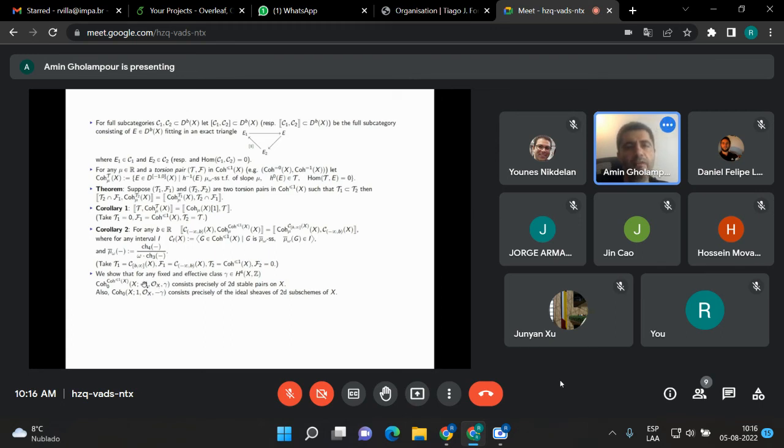And this is the rank, which is -1 as before, and the class gamma is fixed. So if we fix this data, then the objects in this are precisely the 2D stable pairs with these fixed data. And also for the other one, 0 means that the slope is 0, so the index mu is 0. And so these are precisely the ideal sheaves of two-dimensional subschemes of X.